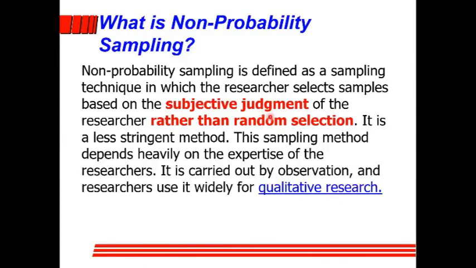It is a less stringent method, and this sampling method depends heavily on the expertise of the researchers. It is carried out by observation, and researchers use it widely for qualitative research. So this non-probability sampling is mostly used for qualitative research instead of quantitative research.